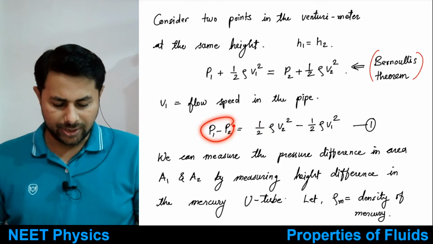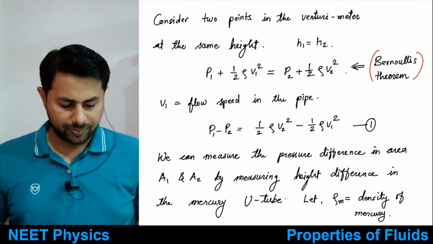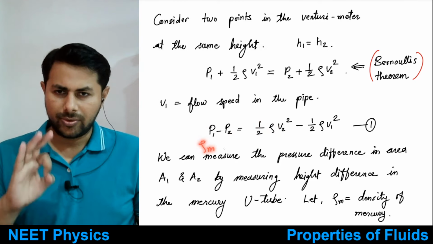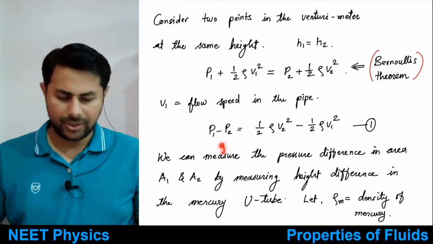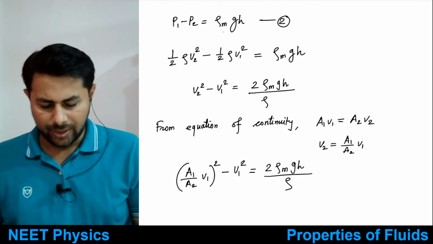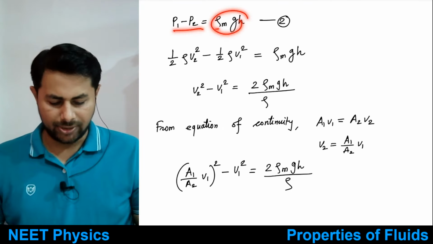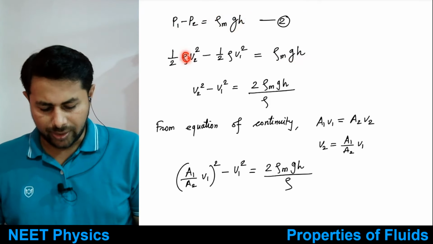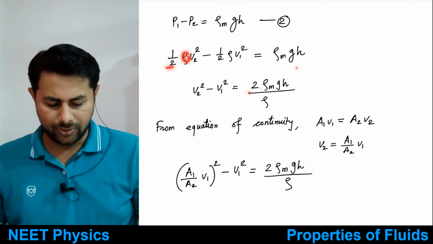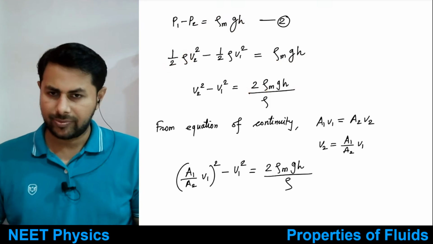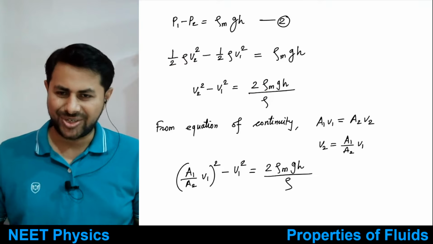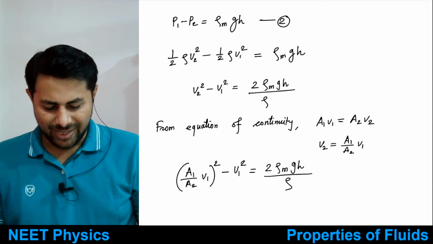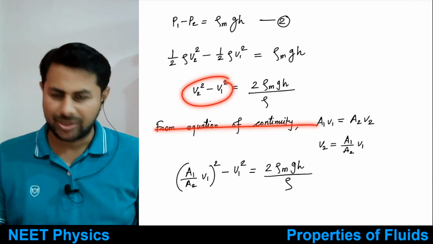So that is P1 minus P2. And what is P1 minus P2? It is rho m times gh. You can substitute that. Then you can move this rho and this 2 to the other side, so you get 2 times rho m gh divided by rho. So looking similar to what we saw just now, this formula. Then what you do is you make use of the equation of continuity.